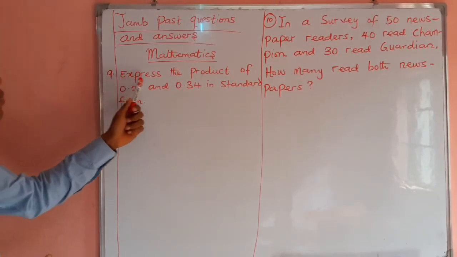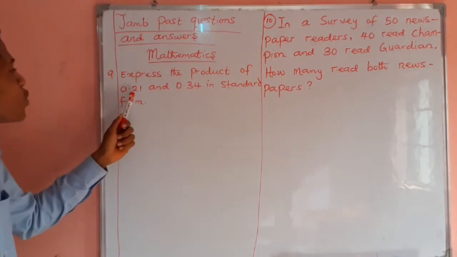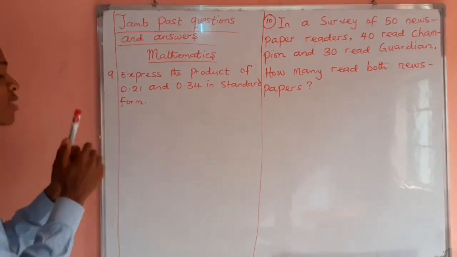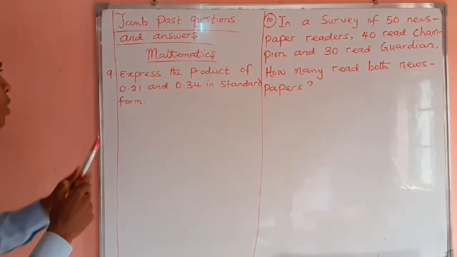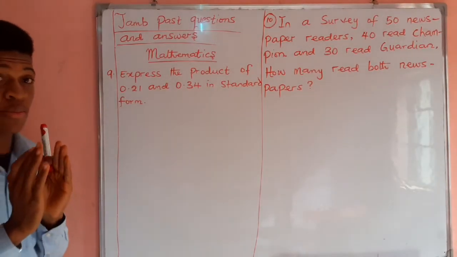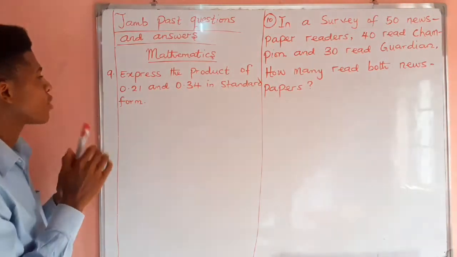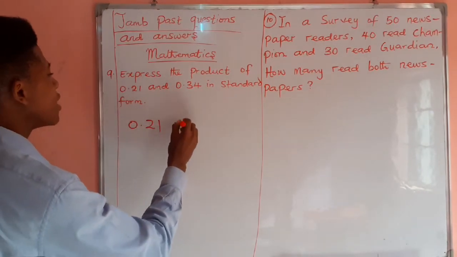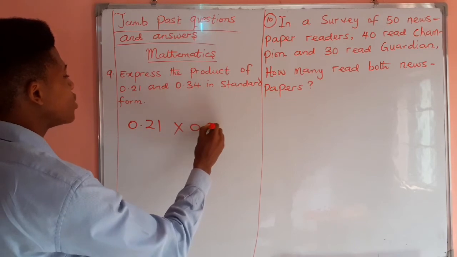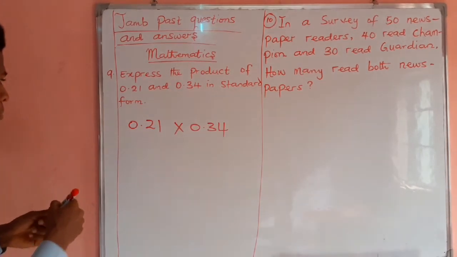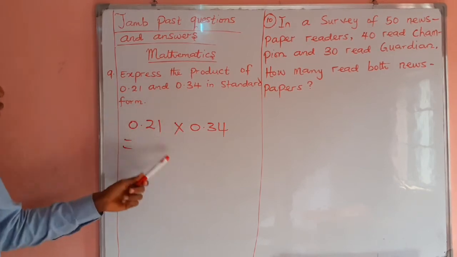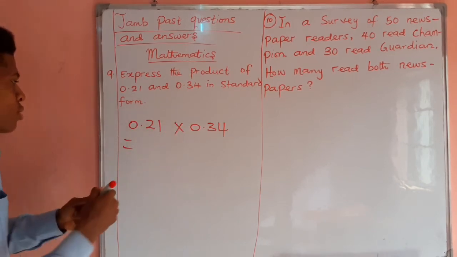Number 9 says express the product of 0.21 and 0.34 in standard form. This is a very direct and simple question. Express the product, and we know product in mathematics is multiplication. So this is 0.21 times 0.34. Because of time, let us not waste time. Just go direct, put our answer.